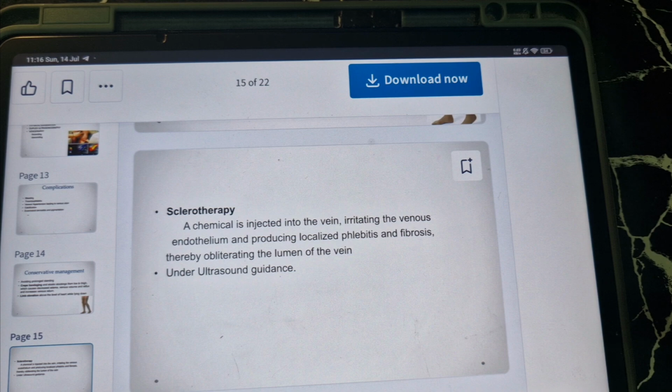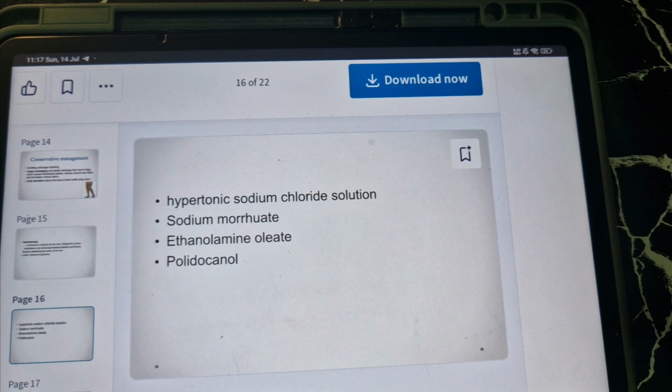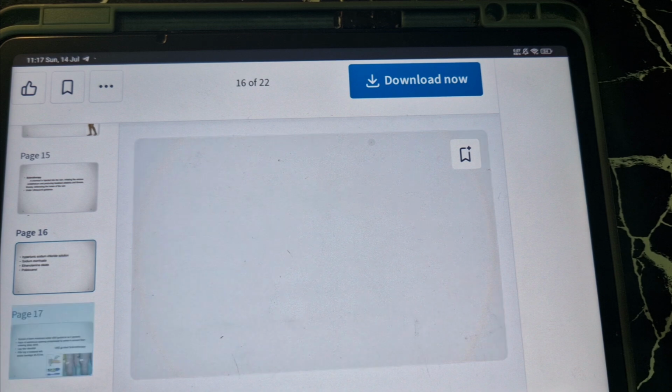Sclerotherapy: a chemical is injected into the vein, irritating the venous endothelium and producing localized phlebitis and fibrosis, thereby obliterating the lumen of the vein under ultrasound guidance. Agents include hypertonic sodium chloride solution, sodium morrhuate, ethanolamine oleate, polidocanol.